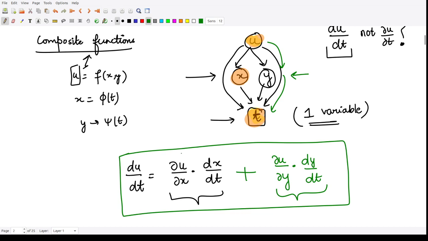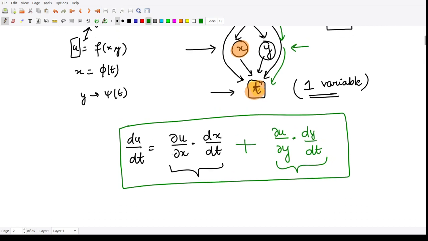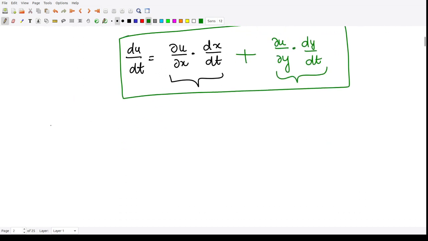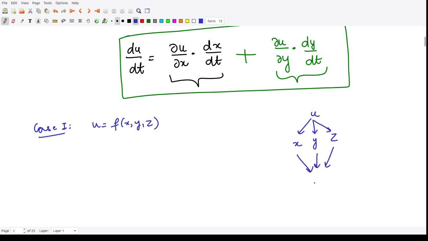This is the one formula that you should remember, but it is very easily remembered. Why? Because now you know how to remember this particular formula. So suppose I have some particular cases. Suppose in case 1, my function u is a function of three variables x, y, z, and all these three are functions of some other variable t.